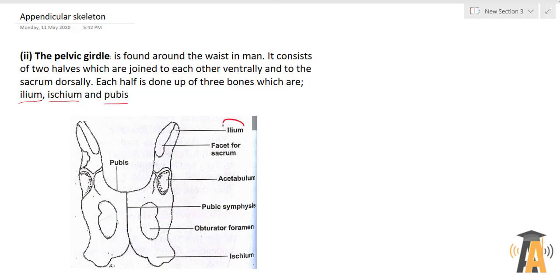So we have them here. This is the ilium 1, we have our ischium 2, and our pubis 3. So these are the 3 bones of the pelvic girdle that each half is made of.